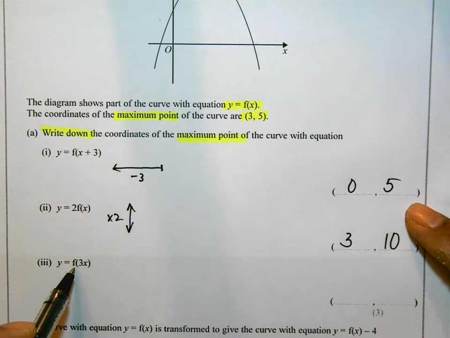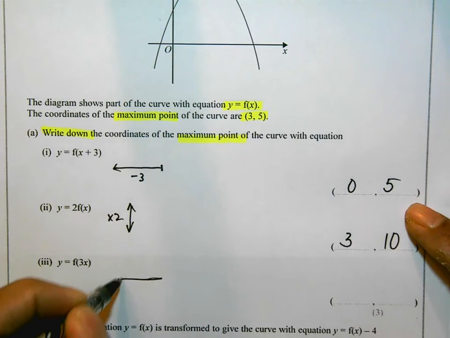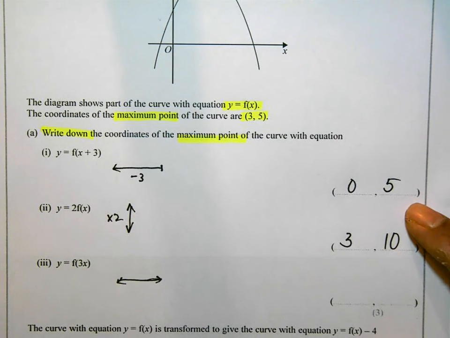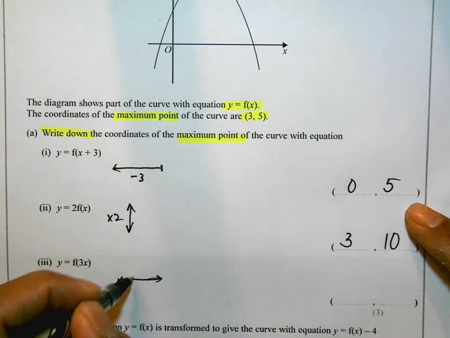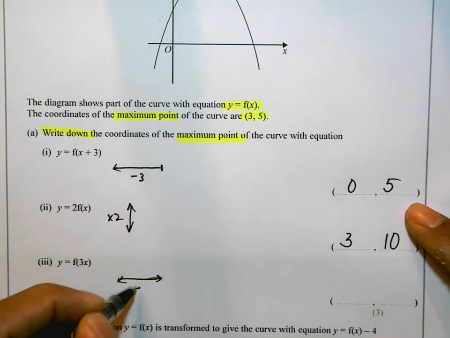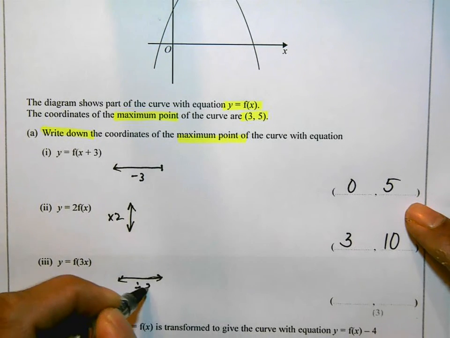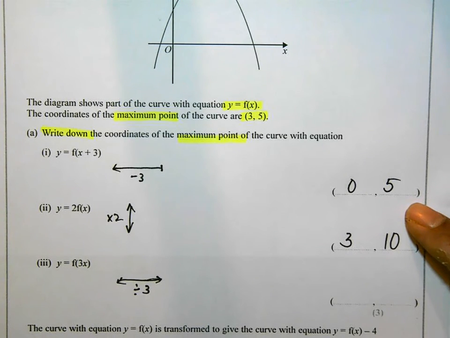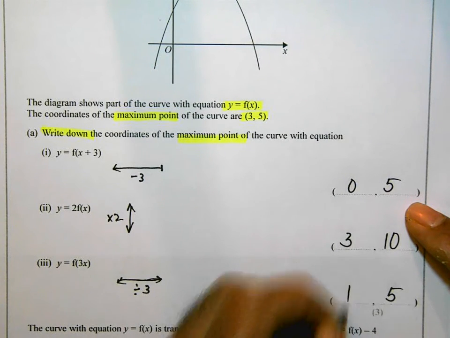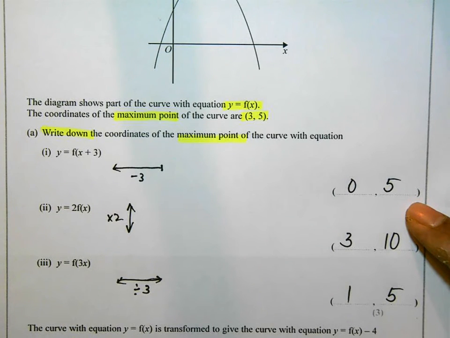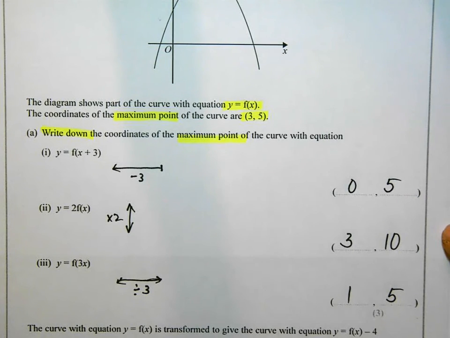Okay, the next one, part 3. Here we have y is equal to f of 3x. This is going to be a horizontal compression, right? So the graph is going to be squashed towards the y-axis by a factor of 3. The squashing just means that we're going to divide all the x values by 3. The y values are going to remain the same. So my y value is going to stay as 5, but my x value I'm going to divide by 3, and that's going to become 1. So there's my answer to part 3. Yep, 1, 5. Make sure you do understand it. Make sure you know your graph transformations and you understand them completely.